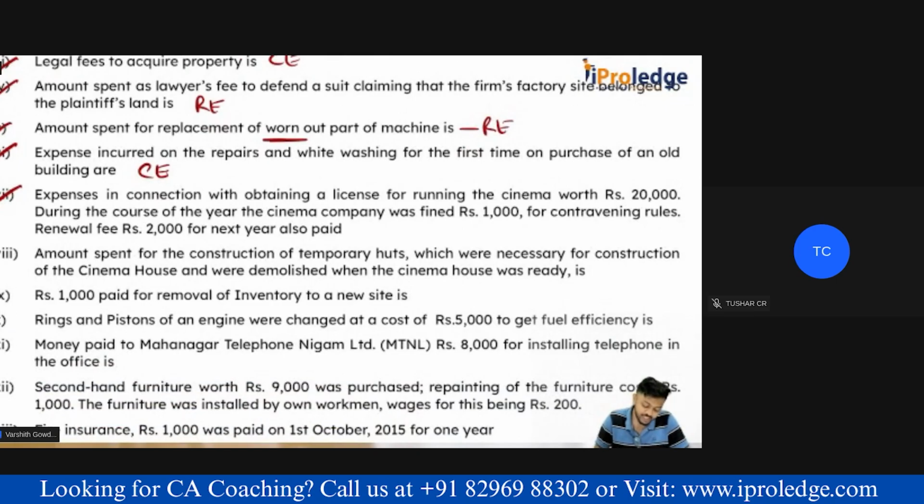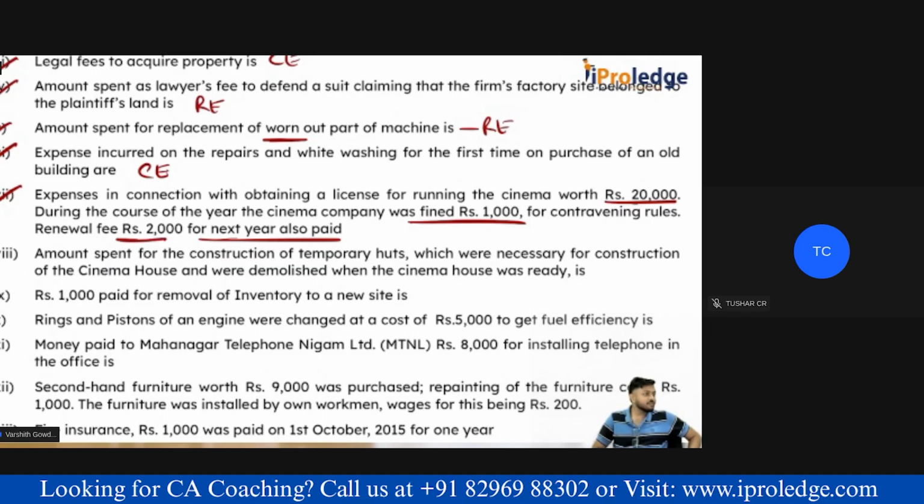Expenses in connection with obtaining a license for running the cinema were 20,000. The cinema company was fined 1,000 rupees for contravening the rules. Renewal fees of 2,000 for the next year were also paid. So three amounts are there. What to do? 20,000 is capex, and 1,000 and 2,000 are revenue. So what he told was correct.